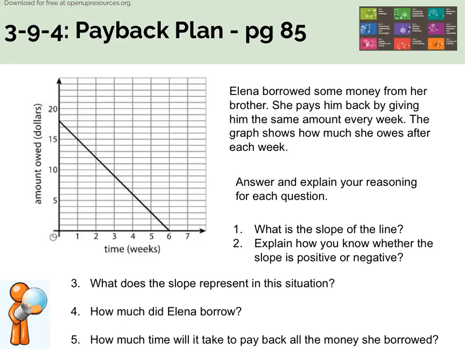Number 1, what is the slope of the line? Go ahead and pause and figure out what the slope of the line is. So I figured out the slope of the line is -3. Let's figure that out. We can still do a slope triangle just like we've done before.